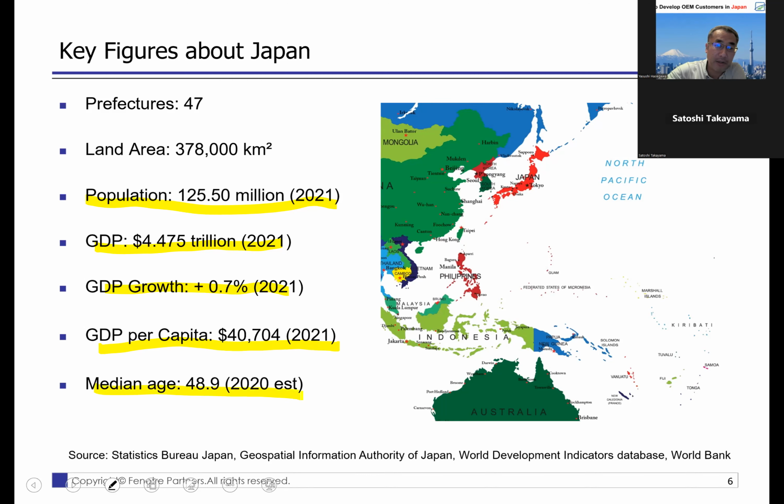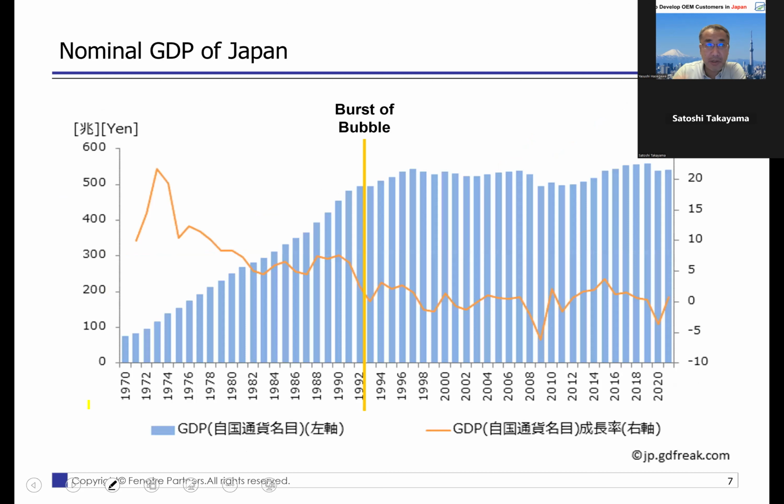Another shocking data is here. Our median age is getting close to 50 years old, which is the second oldest country in the world. So I have to say, my country is getting poorer and poorer and older and older. I hope you are still interested in developing your customers in Japan, but this is an overview of our economy and the society. So you can see the GDP chart.